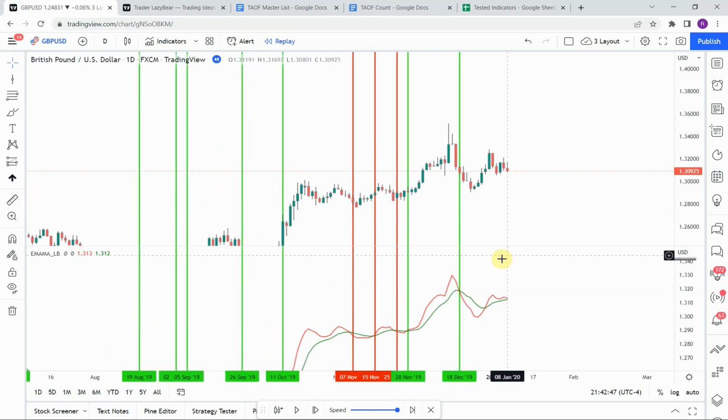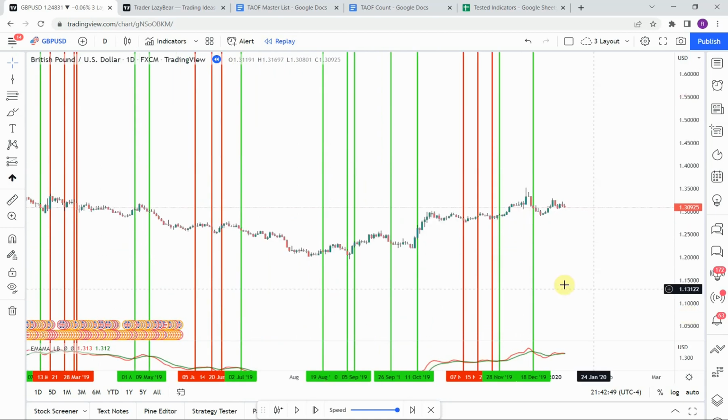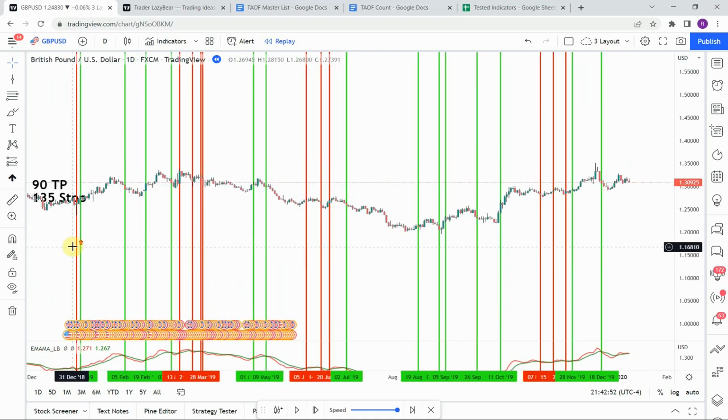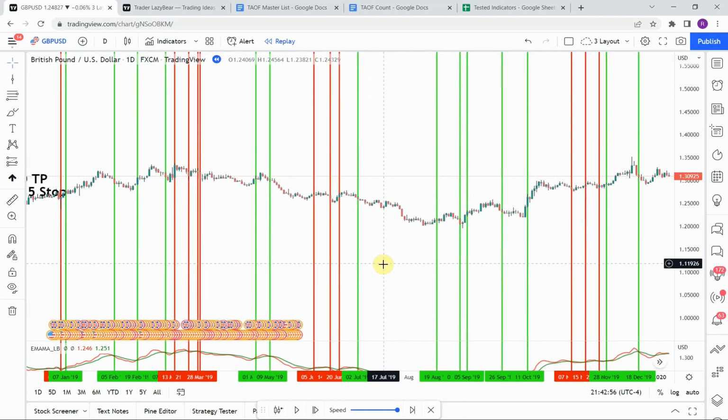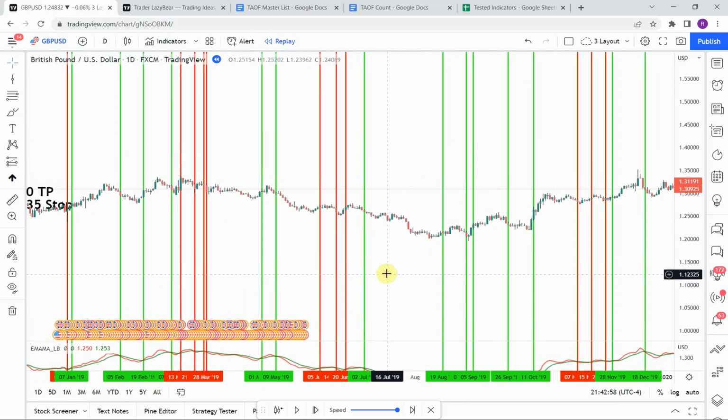All right, so let's go ahead and take a look at our indicator here. Get everything in focus. There we go. All right, let's go ahead and count it out and see what we have. So 1, 2, 3, 4, 5, 6, 7, 8, 9, 10, 11, 12, 13, 14, 15, 16, 17, 18, 19, 20, 21, 22, 23, 24, and 25. So we have 25 trades all together.